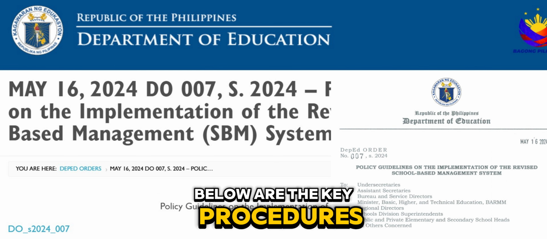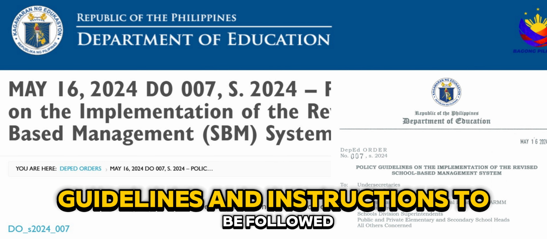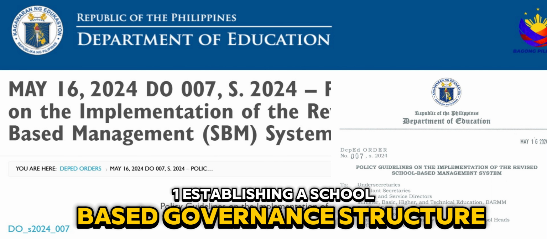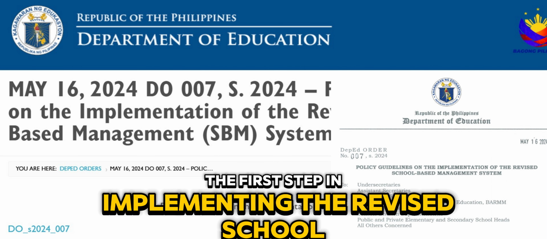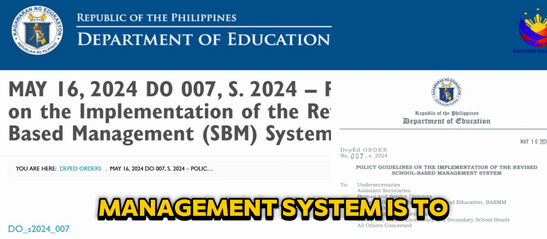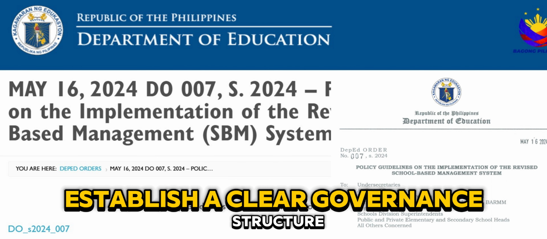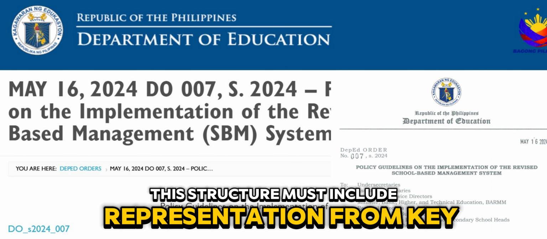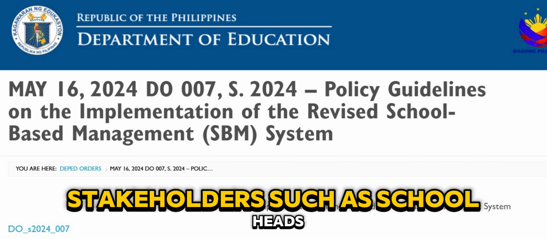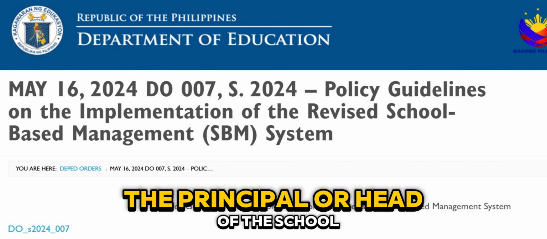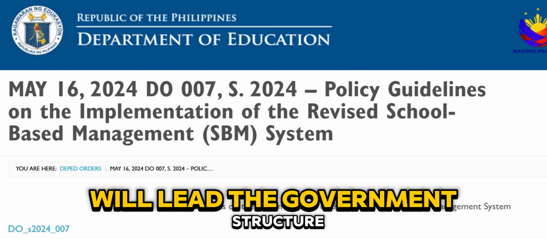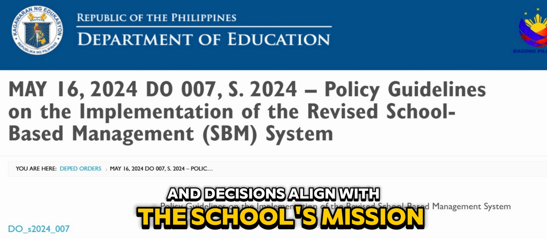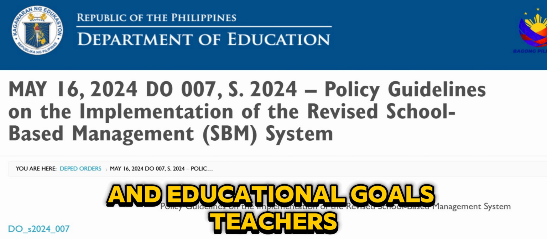Below are the key procedures, guidelines, and instructions to be followed. 1. Establishing a school-based governance structure. The first step in implementing the revised school-based management system is to establish a clear governance structure within the school. This structure must include representation from key stakeholders such as school heads. The principal or head of the school will lead the governance structure, ensuring that policies and decisions align with the school's mission and educational goals.